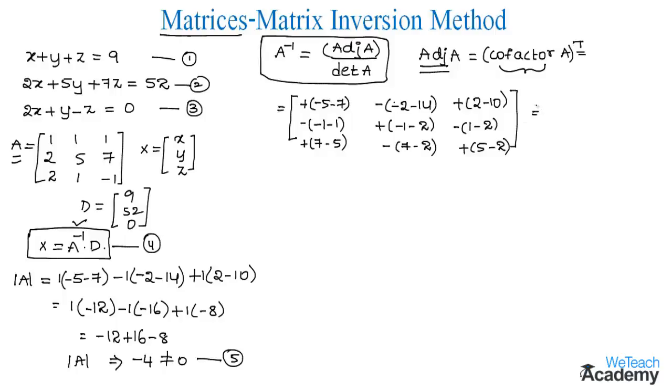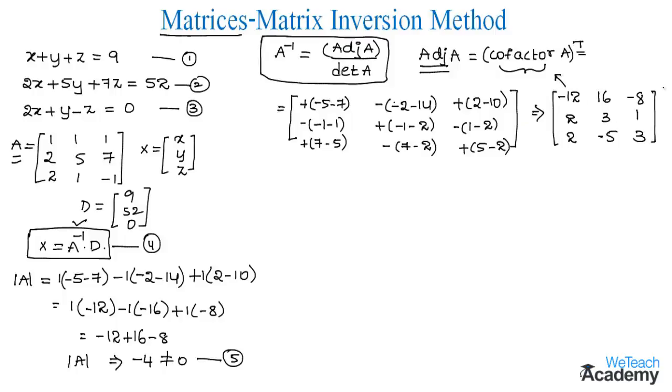So that implies we get the cofactor matrix as minus 12, 16, minus 8. And then in the next row, we get the elements as 6, then 3, and then minus of minus 1 will be plus 1. And in the last row, we get the elements as 2, minus 5 and 3. So this matrix is called the cofactor matrix of matrix A.